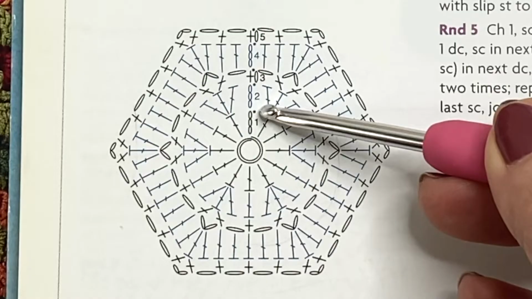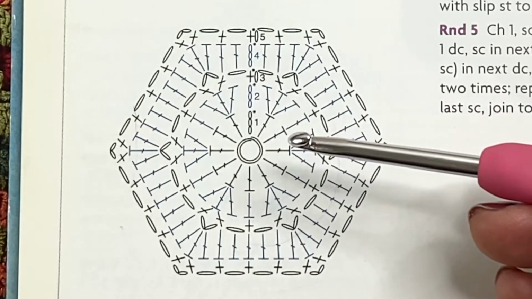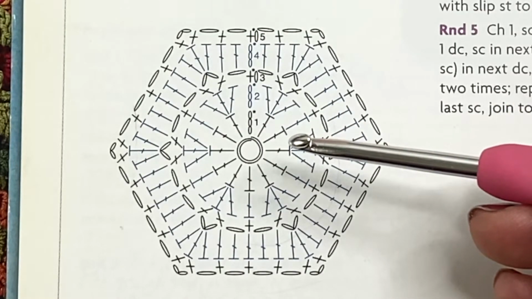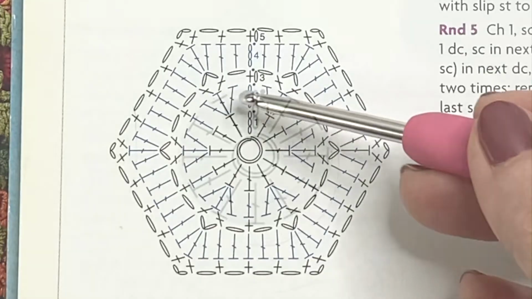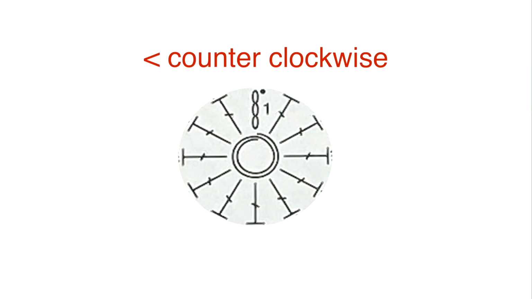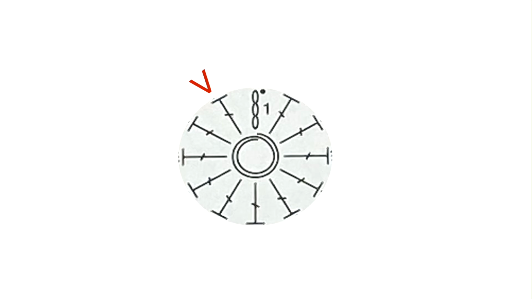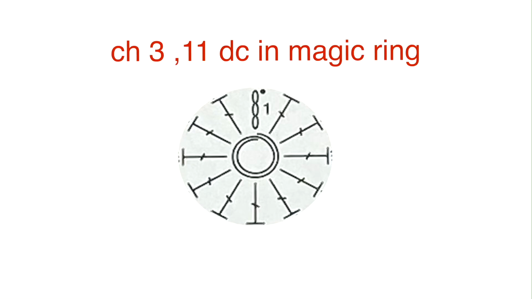You see the slip stitch, but it's on the right side, so we don't need to worry about it yet. That's going to be how we finish the round. After the chain 3, I'm going to start working counterclockwise, and I see that I'm working with double crochets. 1, 2, 3, 4, 5, 6, 7, 8, 9, 10, 11. So I'm creating 11 double crochets into the magic ring.